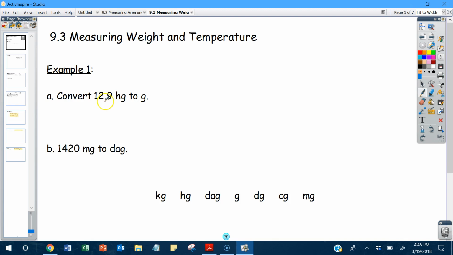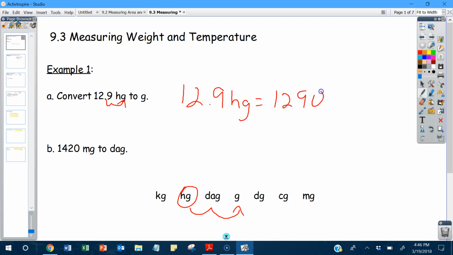If I want to convert 12.9 hectograms to grams, I'm going to imagine starting out at hectograms, and I'm going to end up moving the decimal 2 places to get to grams. That's how this mnemonic works. If you order these prefixes or these units in the order from greatest to smallest, then going from one unit to another amounts to moving the decimal that many spaces in that direction. So here I'm moving 2 to the right, which means I'm moving the decimal to the right, which means that 12.9 hectograms is equal to 1,290 grams. I move the decimal to the right, and I end up with that.